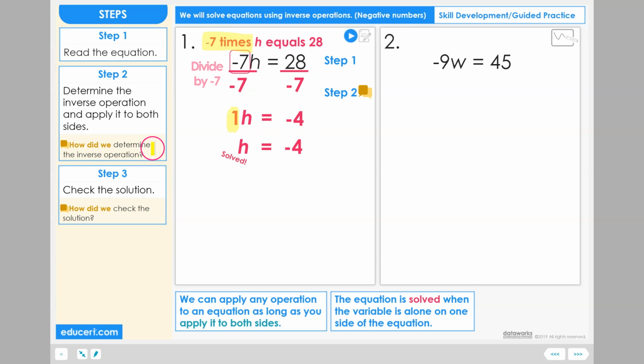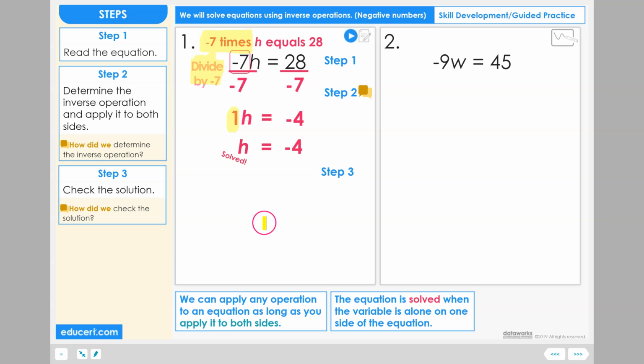How did we determine and apply the inverse operation? We knew that the inverse operation was to divide by -7 because to undo a multiplication, we need to divide. Step 3. Check the solution.